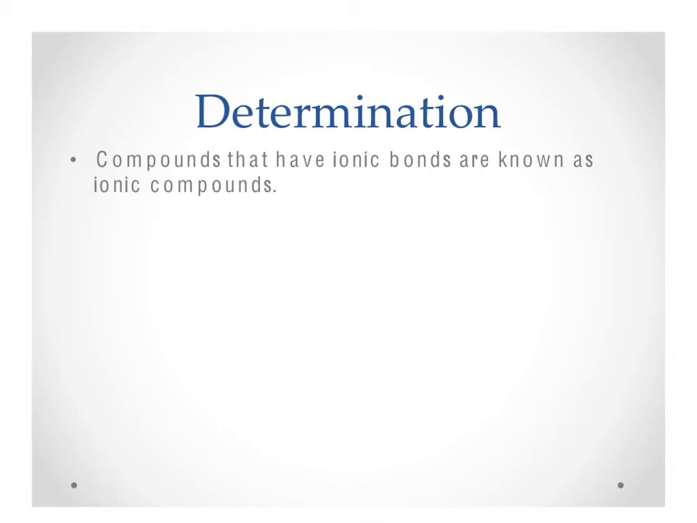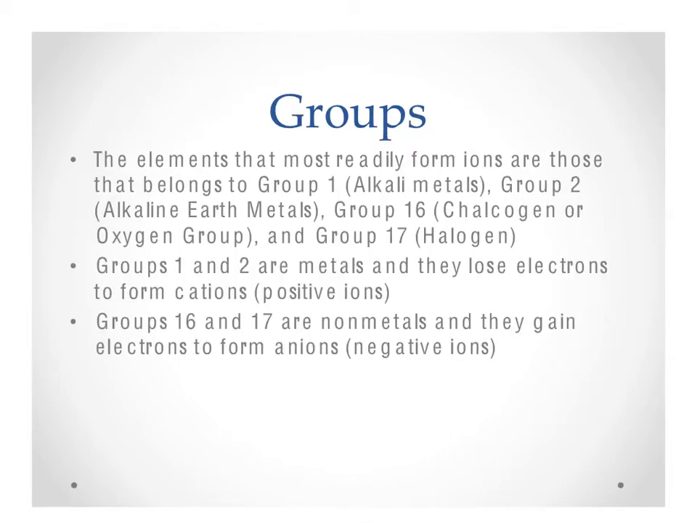Compounds that have ionic bonds are known as ionic compounds. The elements that most readily form ions are those that belong to group 1, which are your alkali metals, group 2, which are the alkaline earth metals, group 16, which is the chalcogen or the oxygen group, and group 17, your halogens. Remember, group 1 and group 2 are metals, and they lose electrons to form cations. And group 16 and 17 are non-metals, and they gain electrons to form anions.